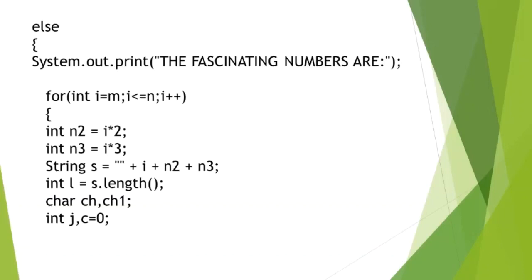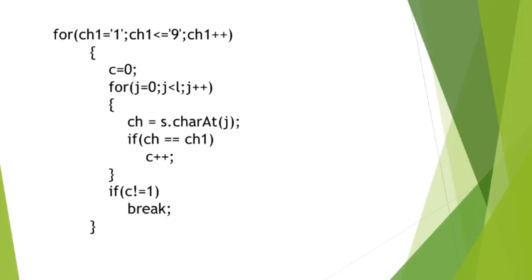Then we have declared a few character variables and few integer variables. Char ch, ch1, int j and c = 0. Now ch1 is a character variable. We are starting ch1 in the for loop from 1 to 9 and incrementing it by 1 each time. Here c = 0. We are counting the number of times the character 1 appears in the string.